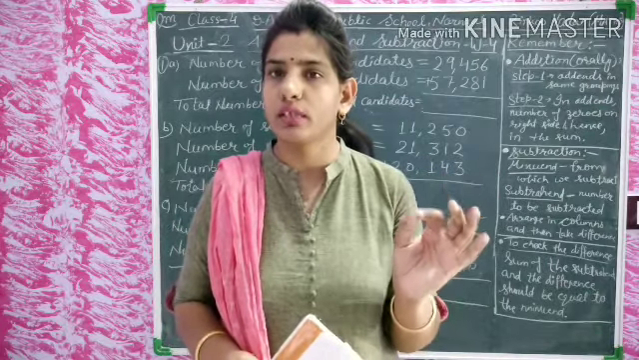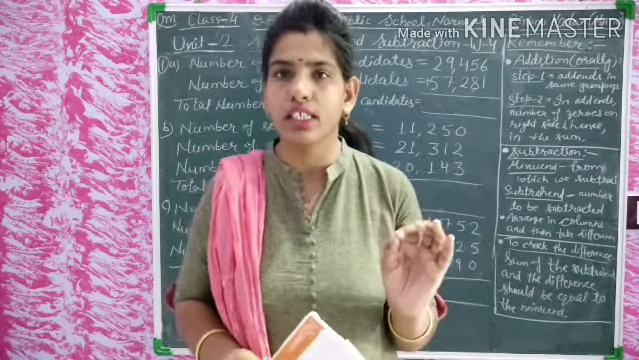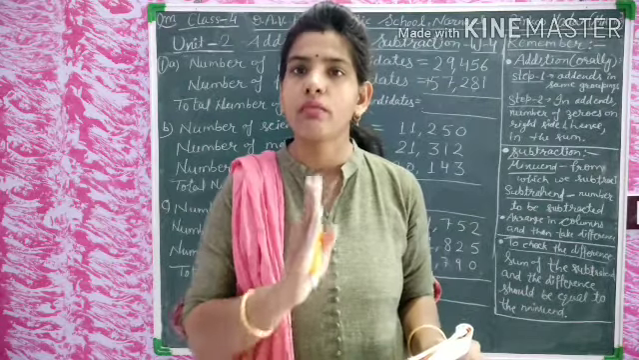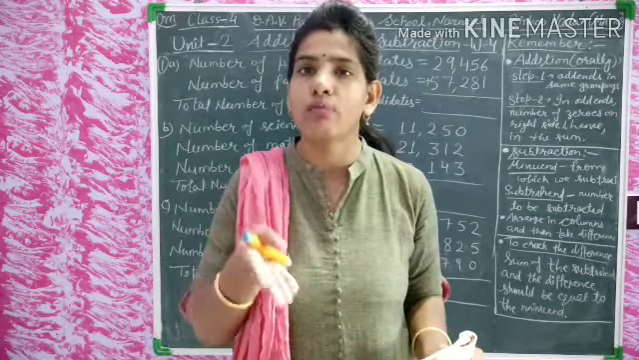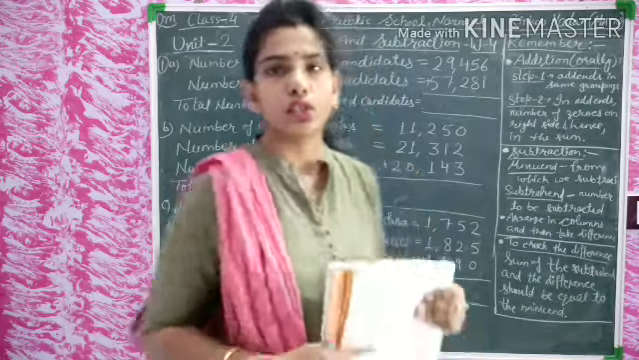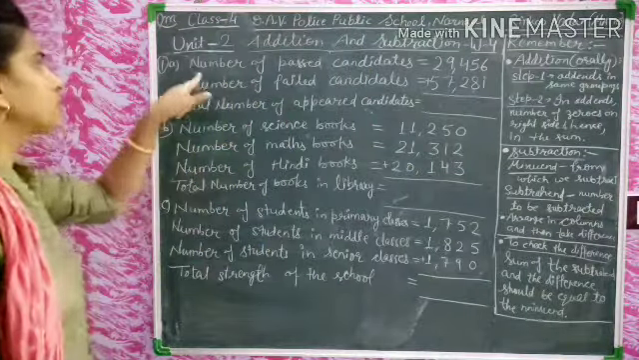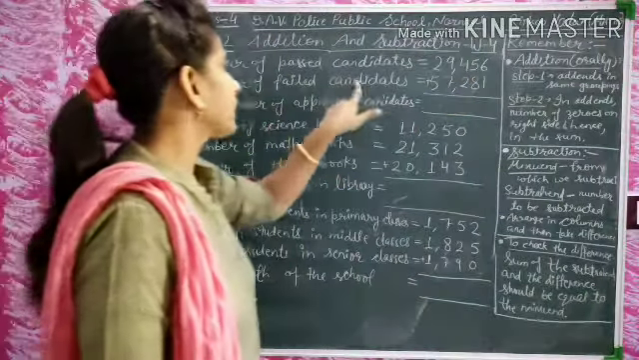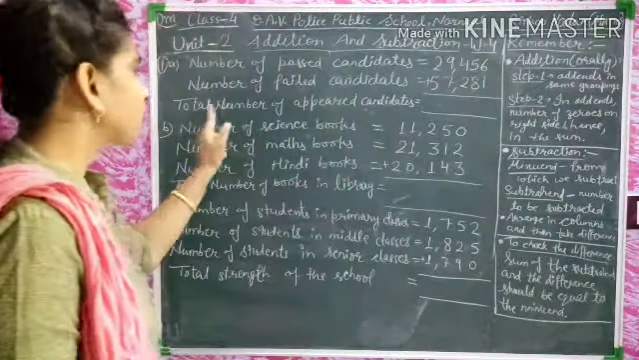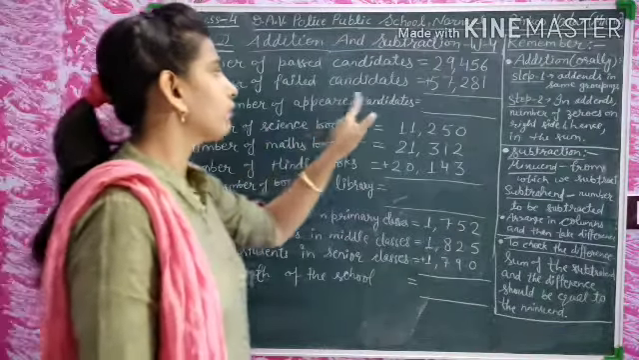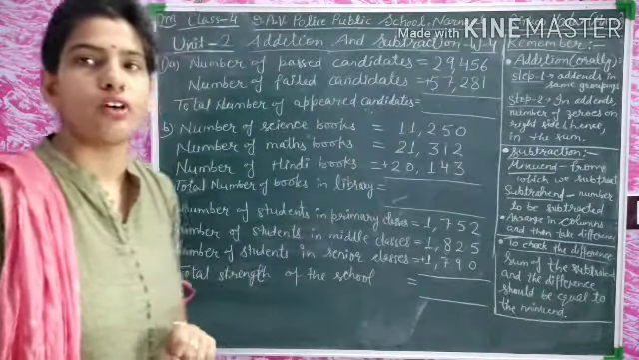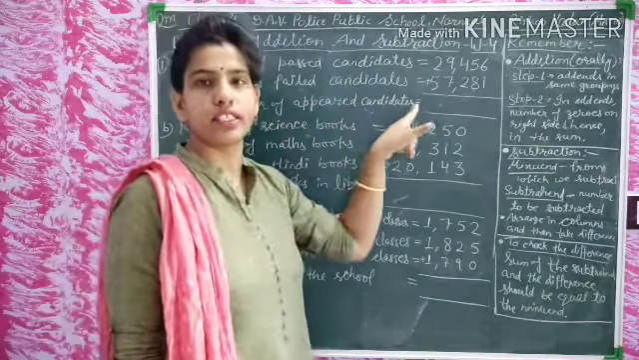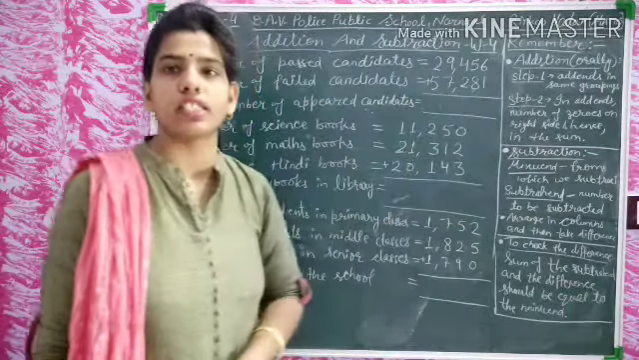In an examination, there are some passed candidates and some failed candidates, and you have to find the total candidates who appeared in the examination. So see there, question number first, part A. The number of passed candidates is this, the number of failed candidates is this, and you have to find the total number of appeared candidates. How many total candidates appeared here?